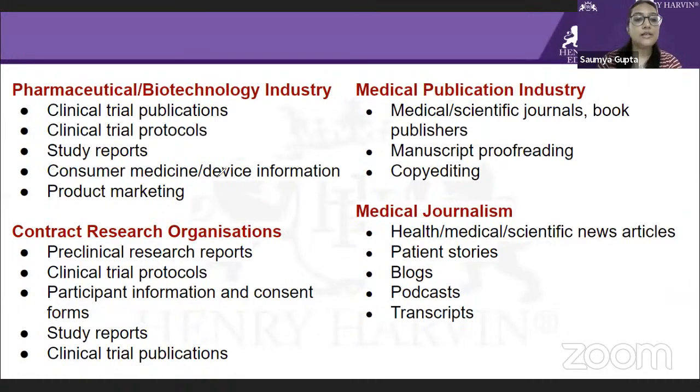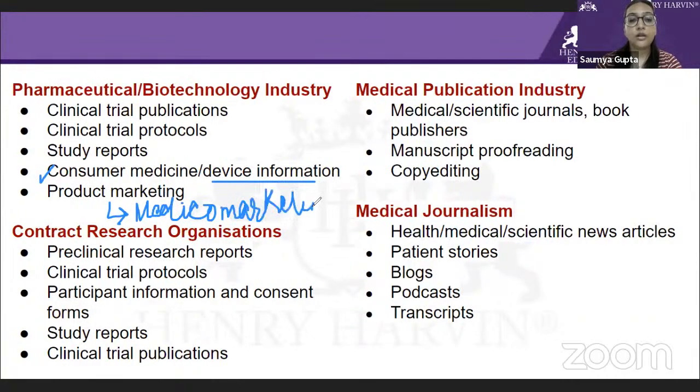Then there is consumer device medicine and device information, documents known as package inserts and patient information leaflets. Then product marketing, a specific field known as medico marketing, where medical writers write handouts, brochures, or literature required for sales and marketing of the products manufactured by that company. Then you have contract research organizations. These are third party organizations involved in conducting the clinical research process for the sponsor.